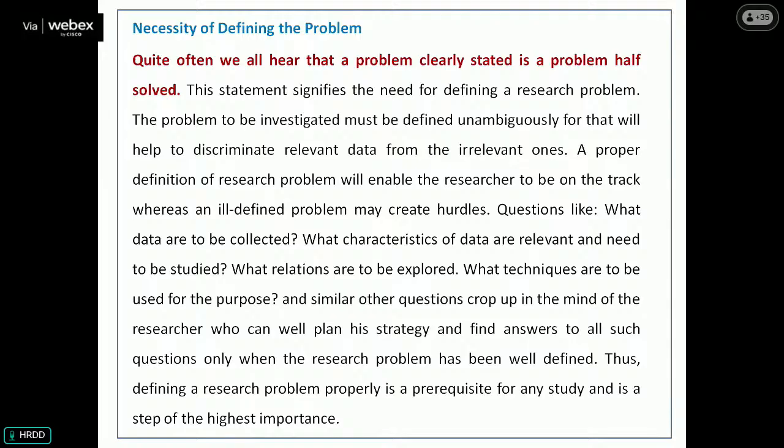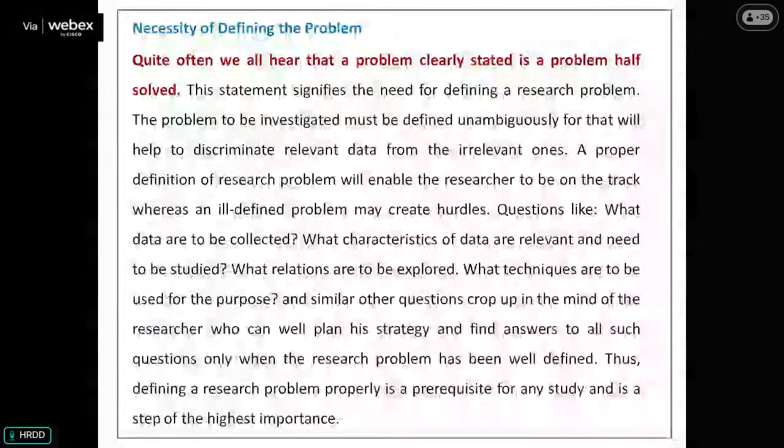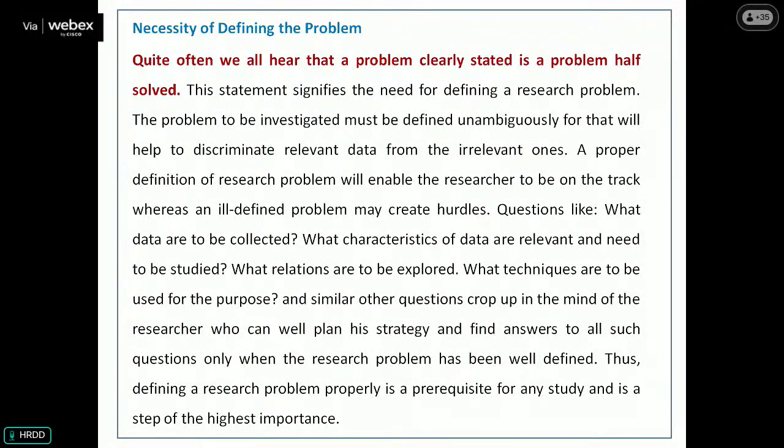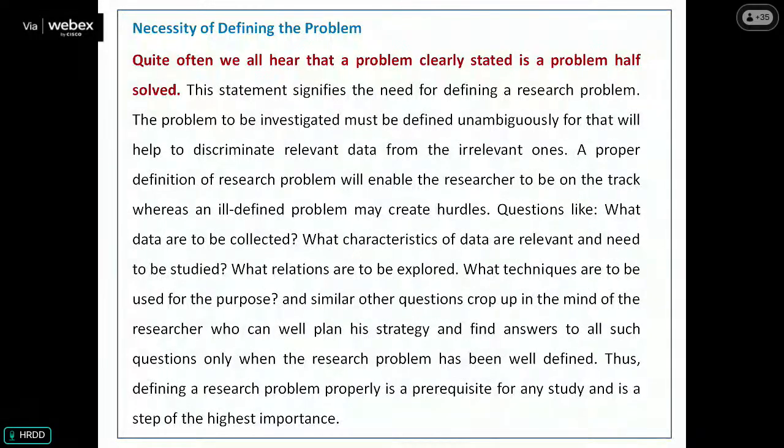This statement signifies the need for defining a research problem. The problem to be investigated must be defined unambiguously. That will help you discriminate relevant data from irrelevant ones. A proper definition of the research problem will enable the researcher to be on track, whereas an ill-defined problem may create hurdles. Questions should be asked like: what data are to be collected?